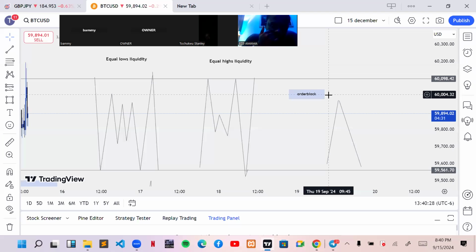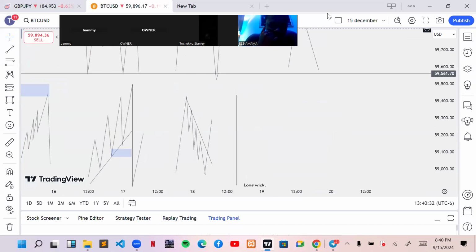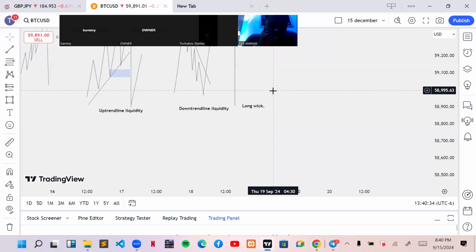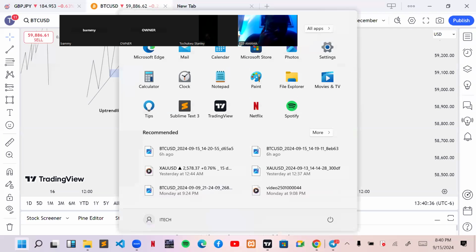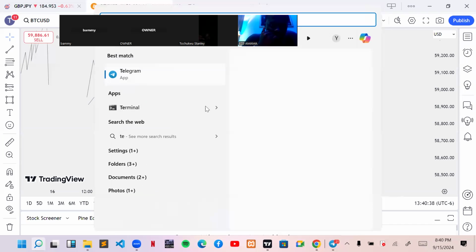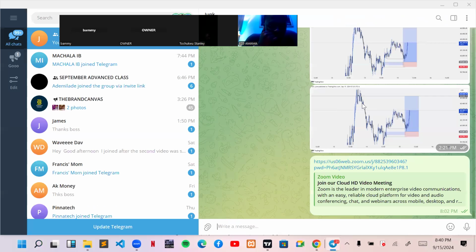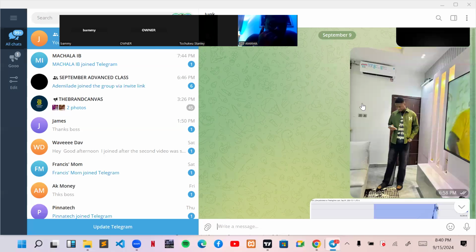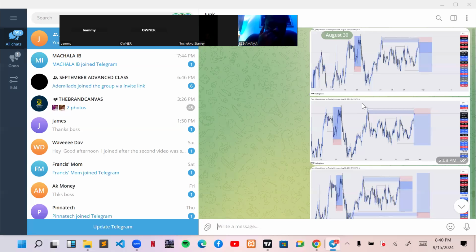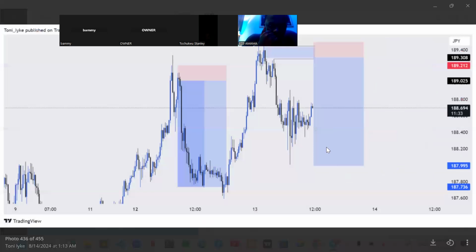Another type of liquidity is I use long wicks. Long wicks liquidity, something like this. Long wicks. There was a trade I analyzed. Long wick liquidity. Yeah, this is a long wick. So I use that as my liquidity.